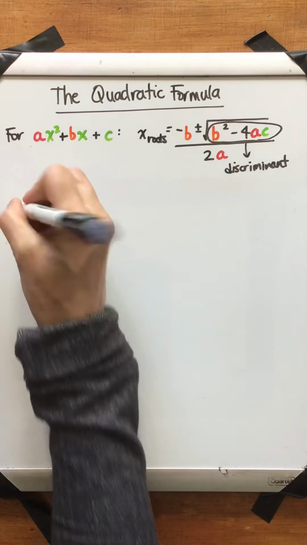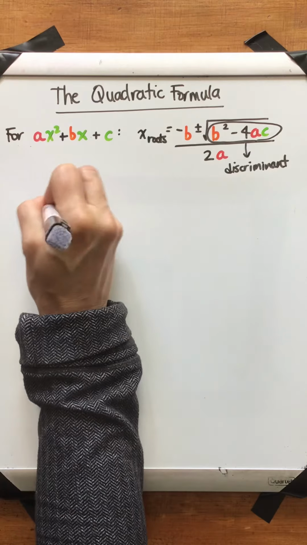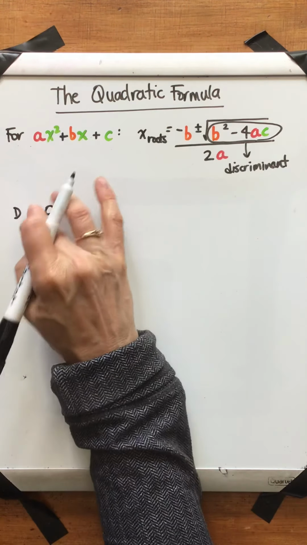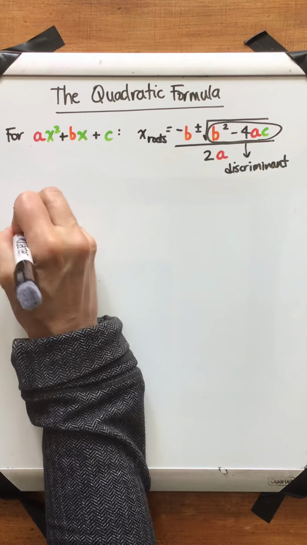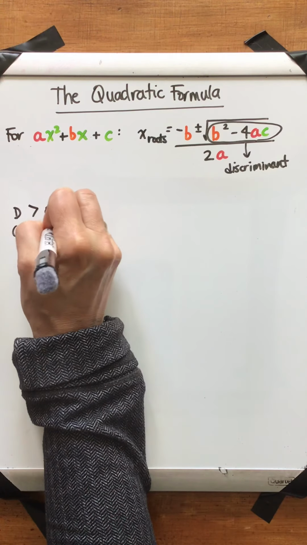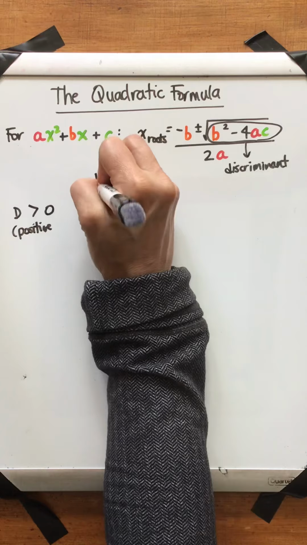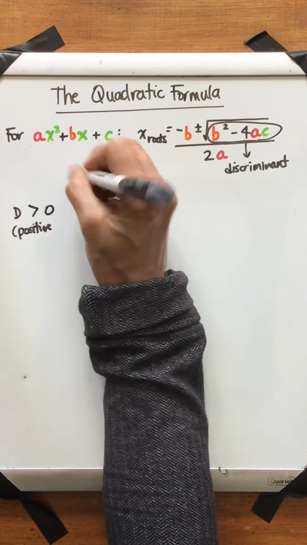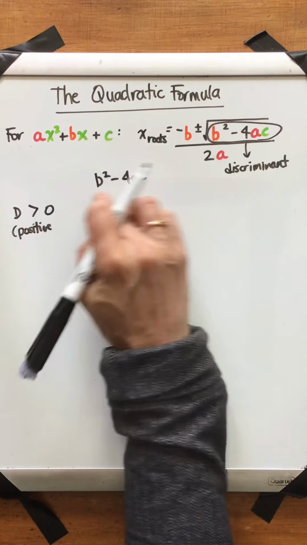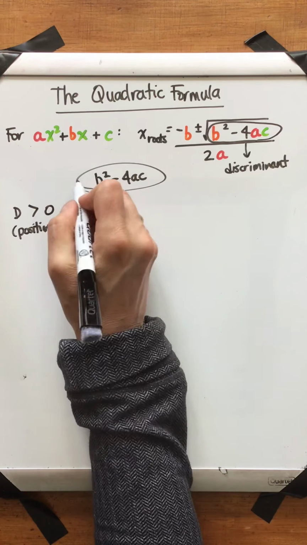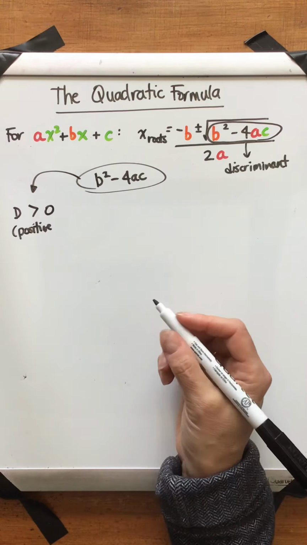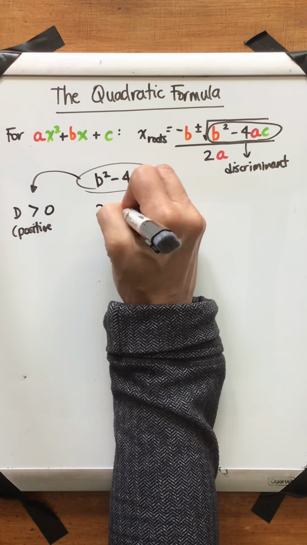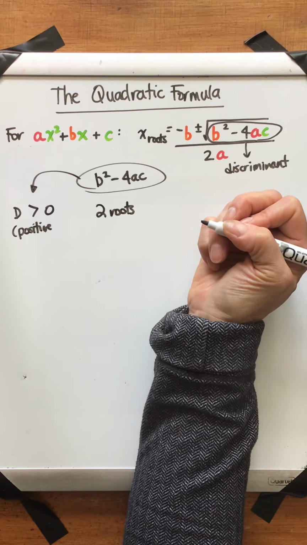Okay, so if you have the discriminant being bigger than 0, I'm just going to call it D for the discriminant, what we're saying is it's a positive value. So in other words, this piece here, b squared minus 4ac, taking off the square root, just looking at this piece, has to be bigger than 0. If that happens, we end up having 2 roots, meaning that the parabola crosses twice.